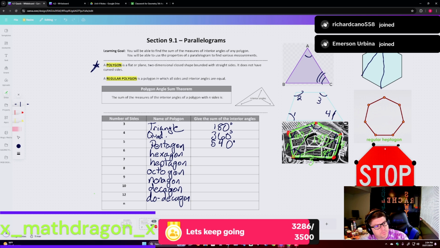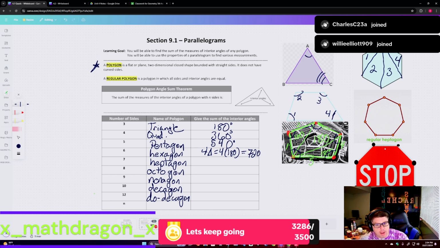Hexagon. And think about this. How many triangles am I forming with a 6-sided figure? I have 6 sides on this, but I only have 4 triangles. So 4 triangles is 4 times 180, which is equal to, is that 720?